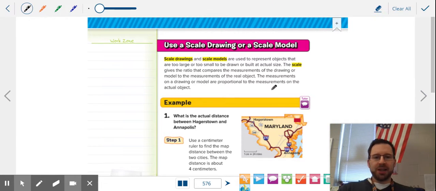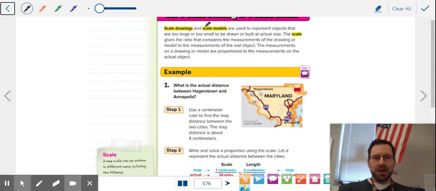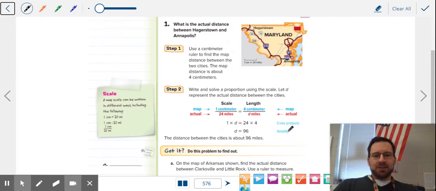Okay, so we use scale in a lot of different things. We do models and drawings. Drawings would be like maps or blueprints, or anytime you draw a picture yourself. It's scaled down because your characters are not really that small. All right, so let's start there.